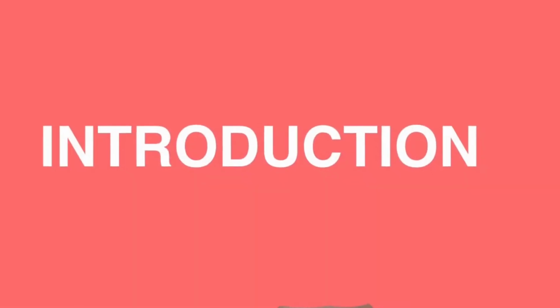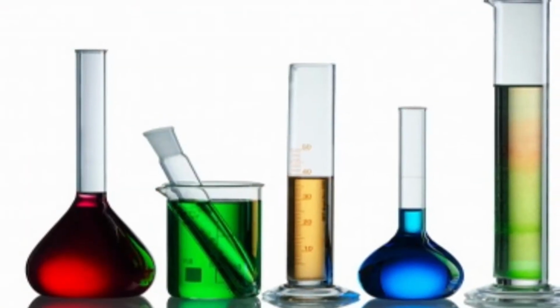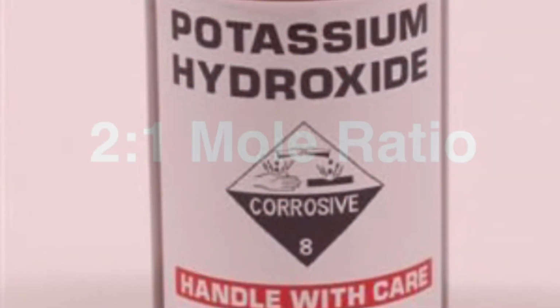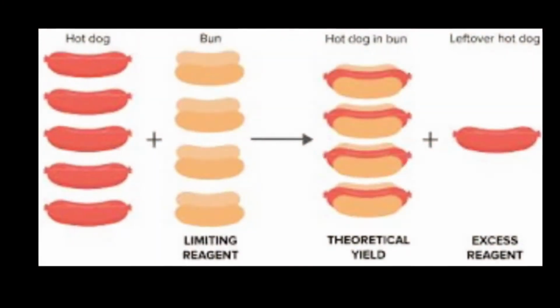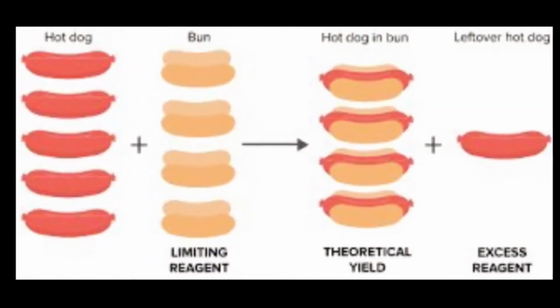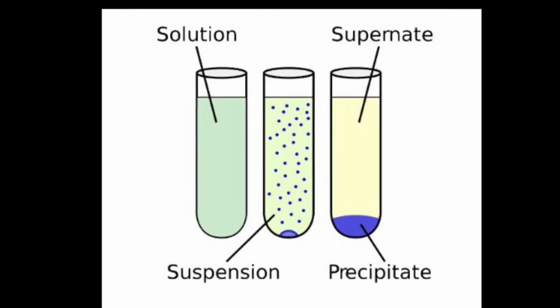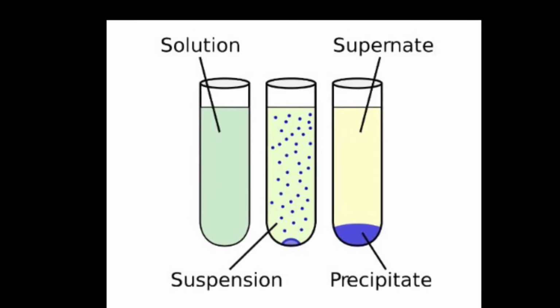The purpose of this lab was to observe the reaction between two aqueous solutions, copper sulfate and potassium hydroxide, in different mole ratios. Our objective was to determine the limiting reactant at different ratios by measuring the height of the precipitate formed.